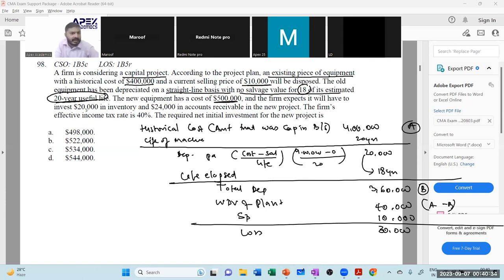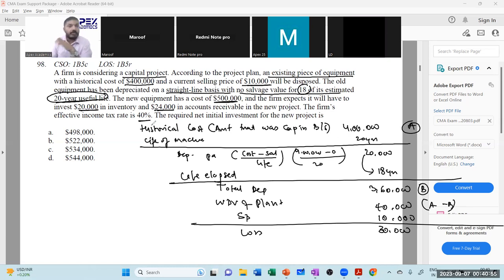You will have to buy inventory worth 20 to run it, and you will need accounts payable worth 24 to run it. Somebody will ask me an innocent question: why do I need accounts payable to run a new machine? Raja, the sales that you are making out of that machine are made on credit. That is why you need accounts receivable, and for that much time your money is staying blocked. Accounts receivable increasing as per the cash flow statement is nothing but your cash staying blocked.